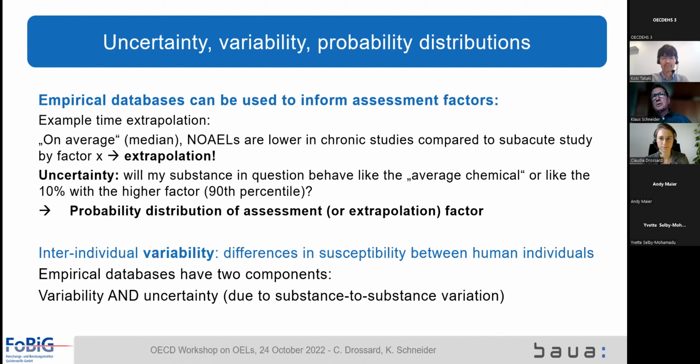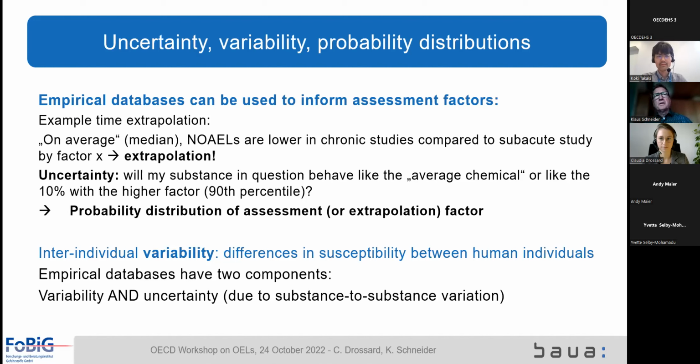But there's also substance to substance variability. And we actually don't know whether our substance under evaluation behaves like the average chemical, or whether we would rather need a higher factor representing, let's say, 90% of the substances investigated. So this uncertainty can be described by probability functions, and I will show you in a minute how this might look like.